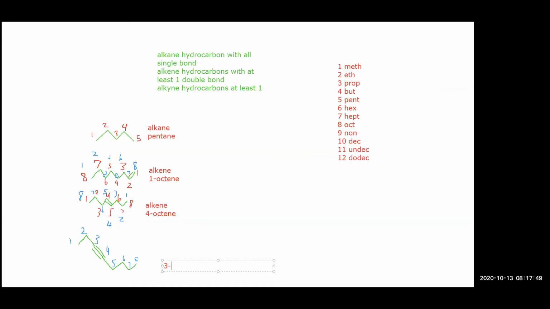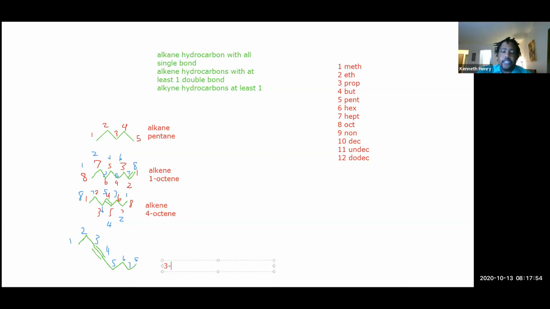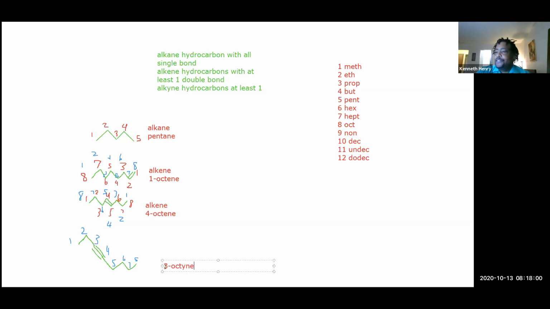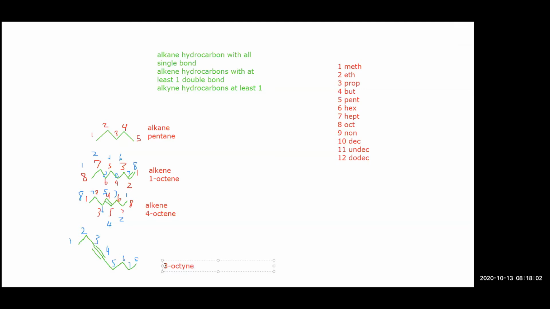It's the alkynes. So it's an alkyne. Then what suffix would I use? So after it, it'd be... heptyne, or octyne, I'm sorry. You mean octyne? Okay. Yeah. So 3-octyne.